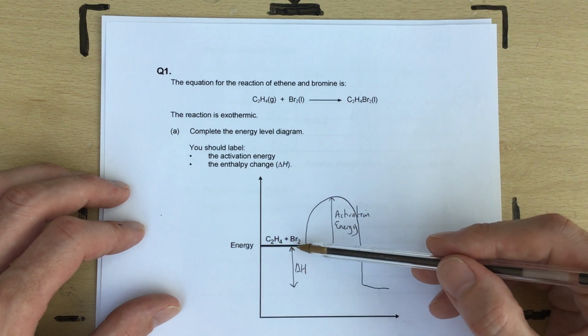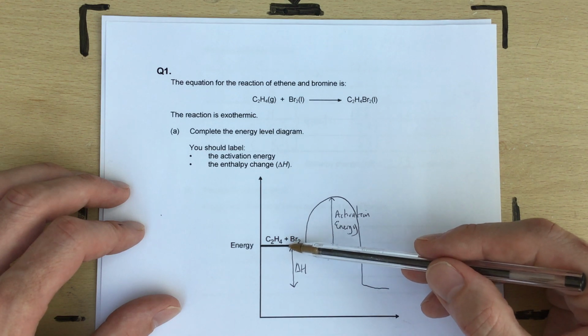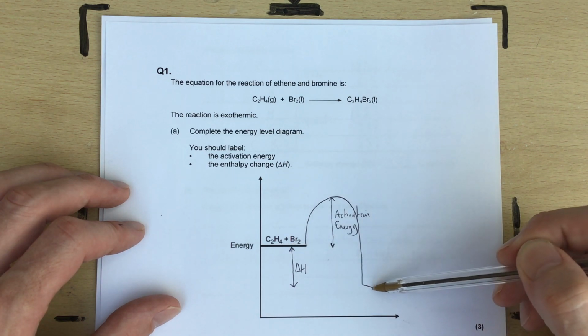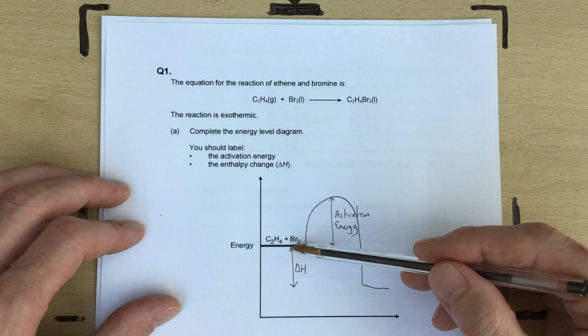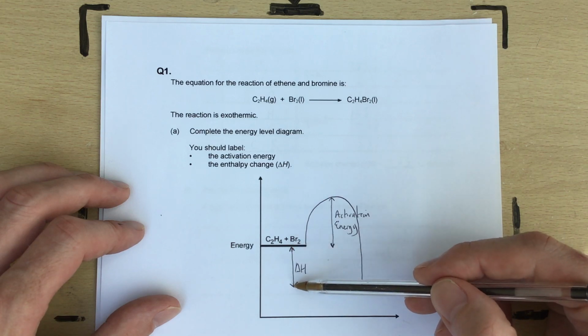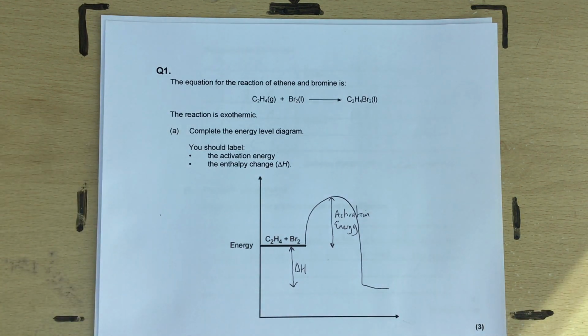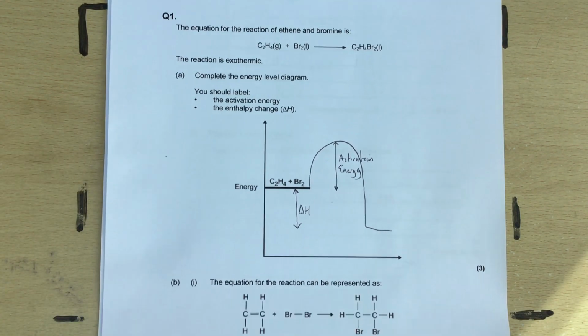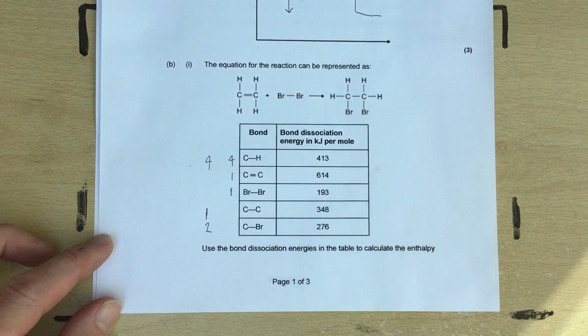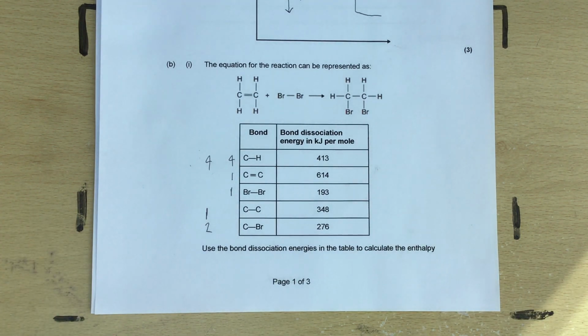Also then, the enthalpy change: that's the energy in the bonds in the reactants, that's the energy in the bonds in the products. Your enthalpy change is that difference there. Make sure you draw it on and make sure you label it. Now, pretty standard as well, the next part of the question asks you to actually work out those bond changes numerically. So I'll just give you a few seconds to look at that table.